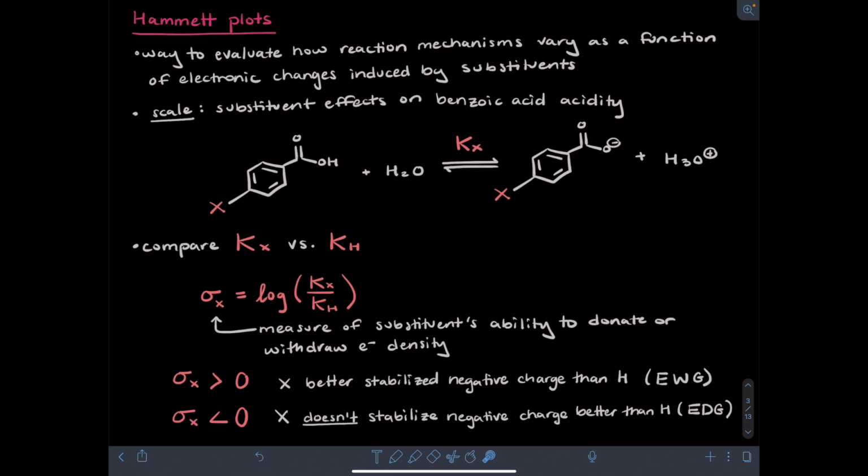If instead the sigma value is less than 0, this equilibrium constant for the X substituent is smaller than that for hydrogen, and that will be the case when this negative charge is not stable. For example, if you had an electron donating group on your aromatic ring at the X position, that would put more electron density into the aromatic ring, which would destabilize the negative charge, disfavoring the product side.